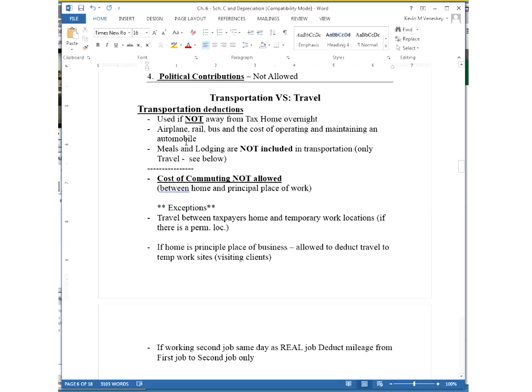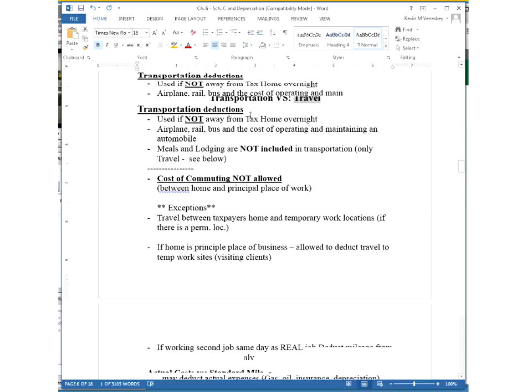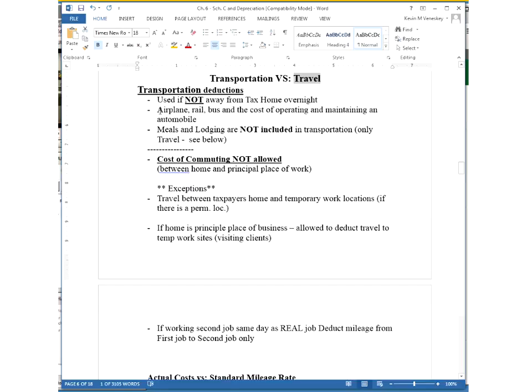Transportation, travel. All right, so what are you allowed to deduct if you have to go somewhere for your business? That's what this whole section is going to deal with. We're going to break this down into two sections. Transportation we're going to look at first, and that's for day-only, little distances that you have to go. Travel is going to be when you're gone overnight from your main tax home. So transportation is if you have to go somewhere to another client, but you're going to be back home by the end of the day. You don't need to spend the night anywhere.